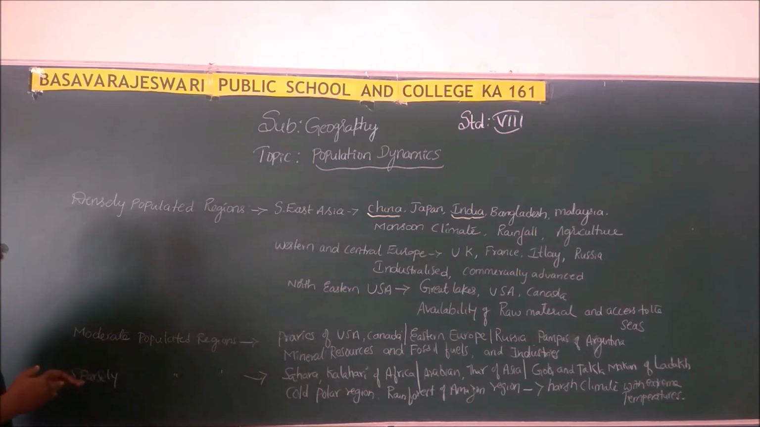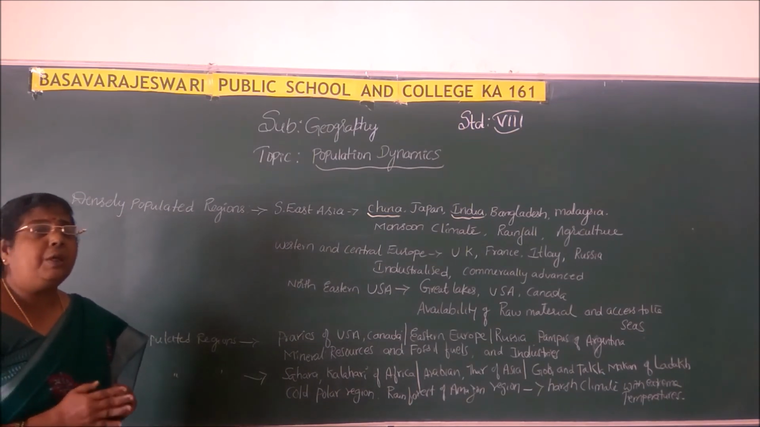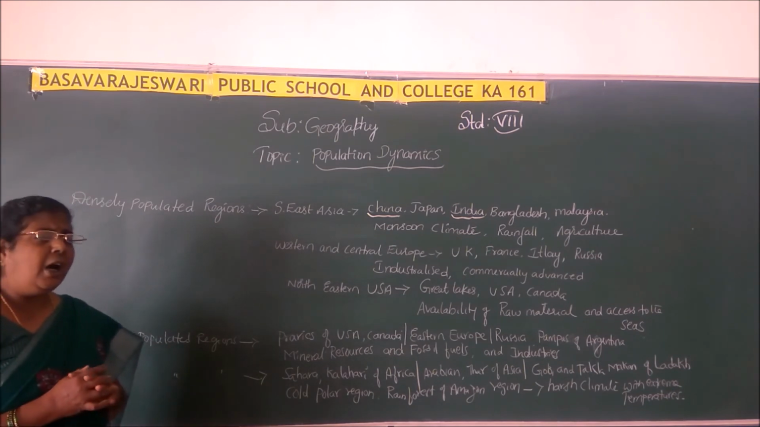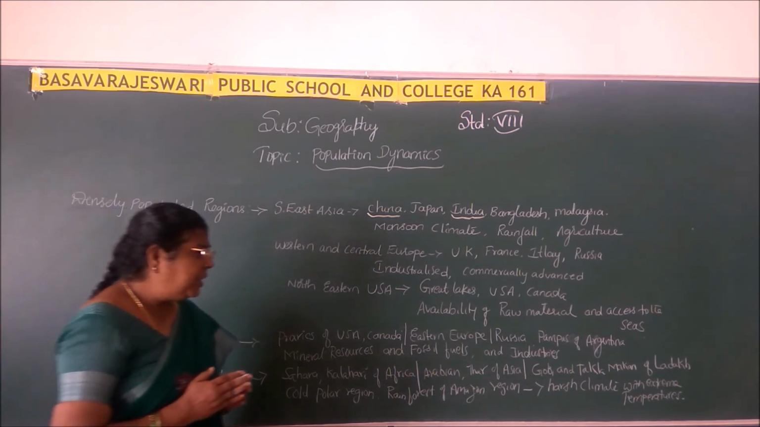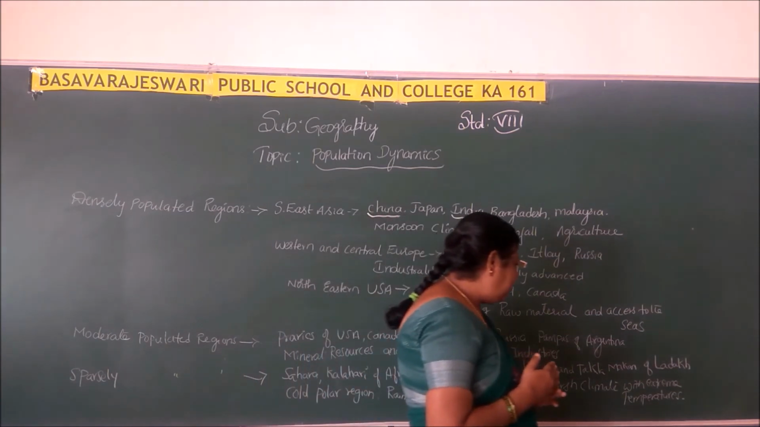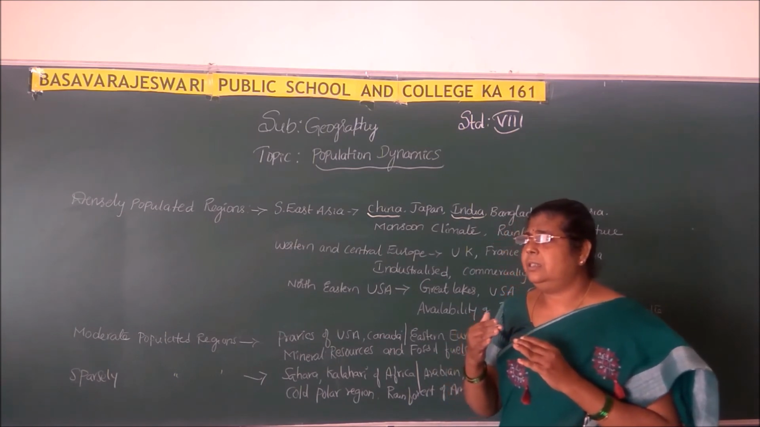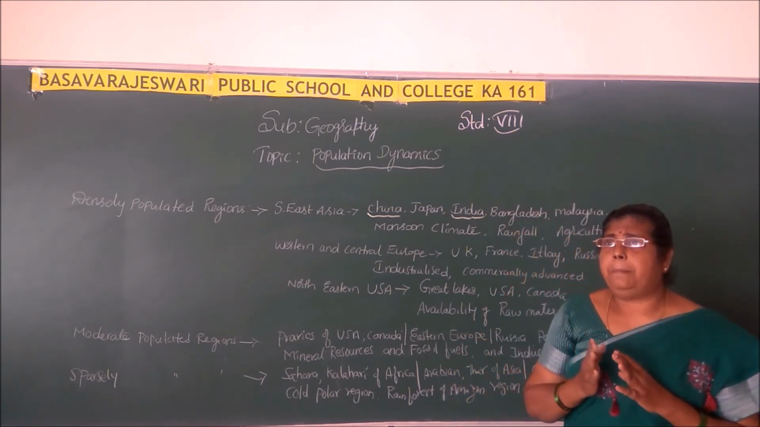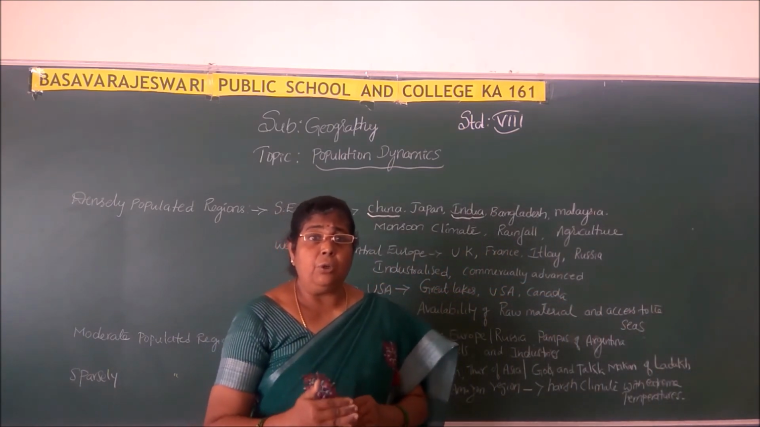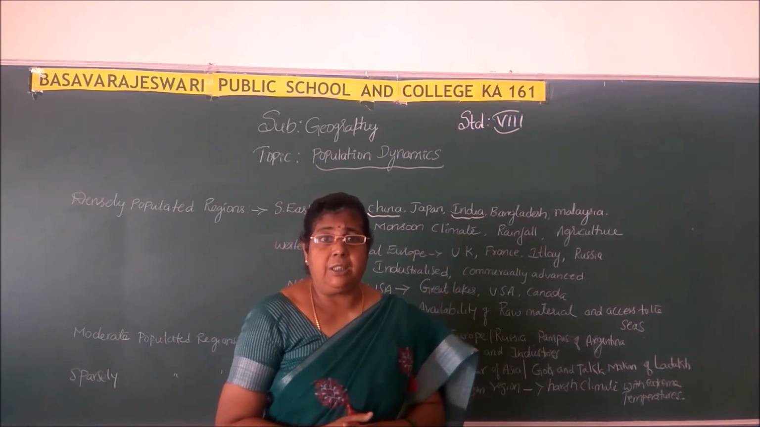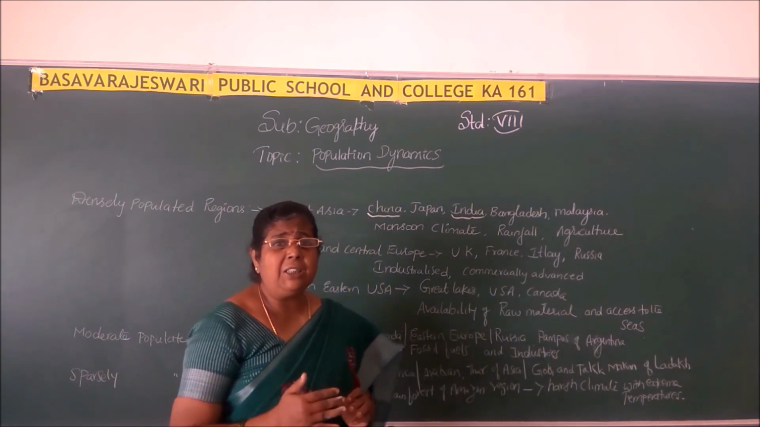And one more, the sparsely populated regions. That means the population is very less. Why is the population very less in these regions? Because of the harsh climate, and these regions experience extreme temperature. Take for example Siberia, where during winter the temperature falls far below 0°C. It is very difficult to survive in these regions.